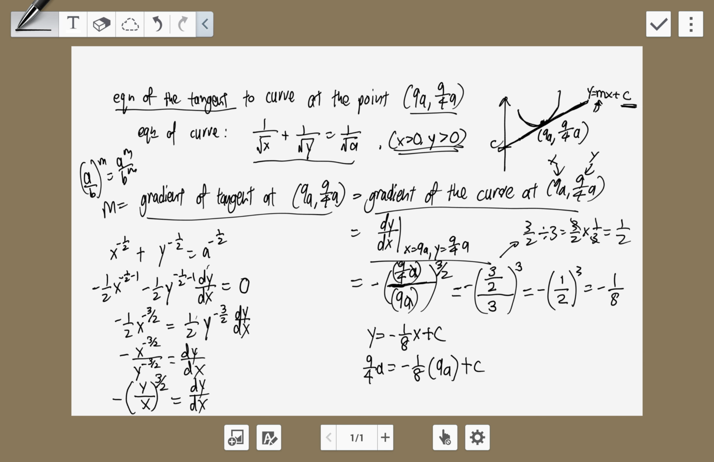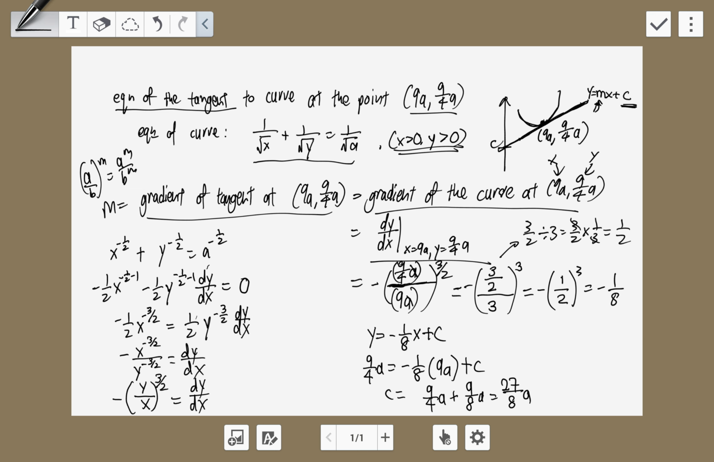Then my c must equal 9 over 4a plus 9 over 8a, and this will give me 18 plus 9, 27 over 8a. Because 4 times 2 is 8 and 9 times 2 is 18, to combine them we have to make them the same denominator. So 18 plus 9 is 27, so 27 over 8a.